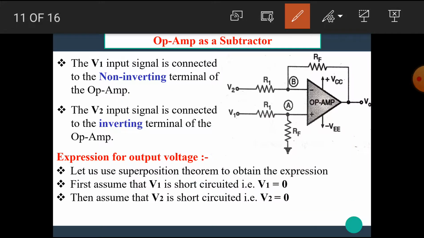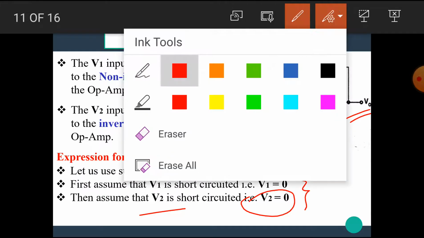Now let's see. First assume that V1 is short circuited. That means V1 is connected to the ground, that means V1 is equal to 0. Then find the voltage V0 when only input V2 is present. Then assume that V2 is short circuited. That means V2 is connected to the ground, that means V2 equal to 0. Then in this condition find the output voltage when the V1 input is present. Then add these two conditions, and we get our required equation.